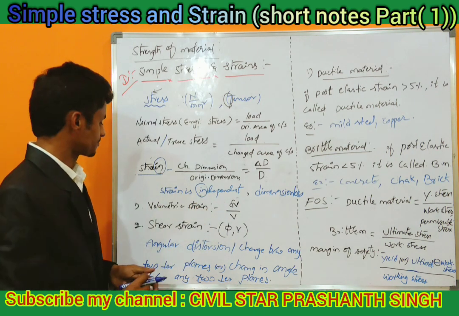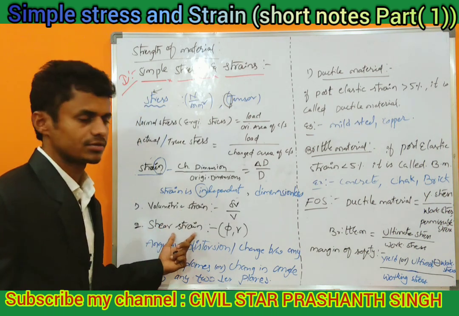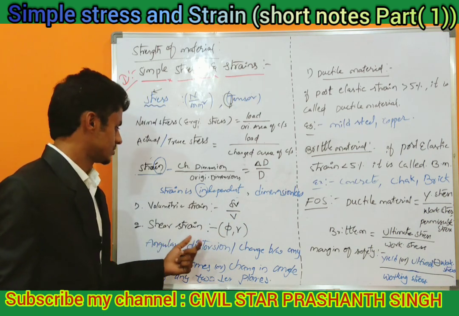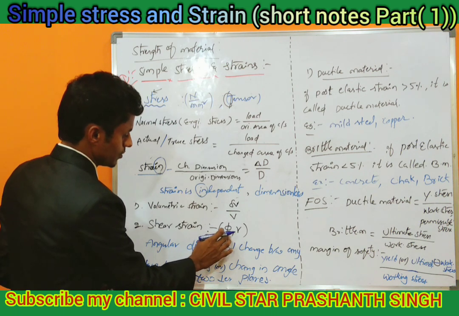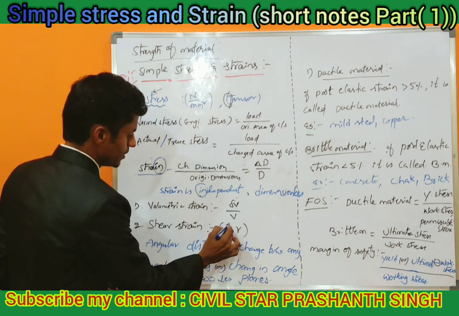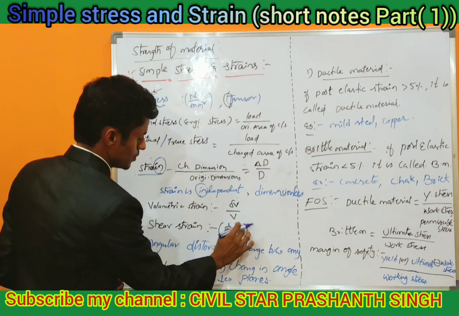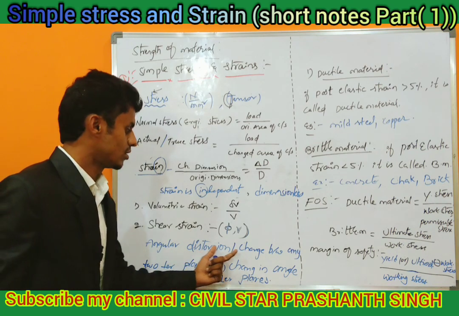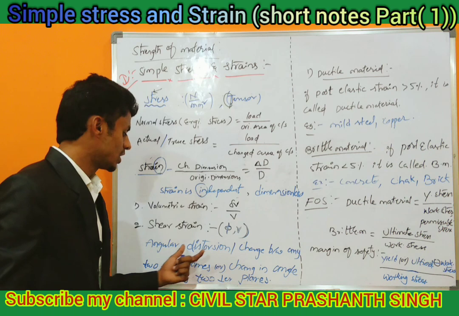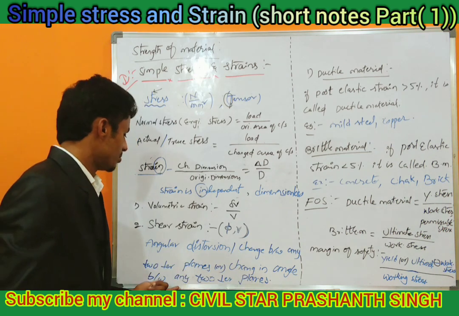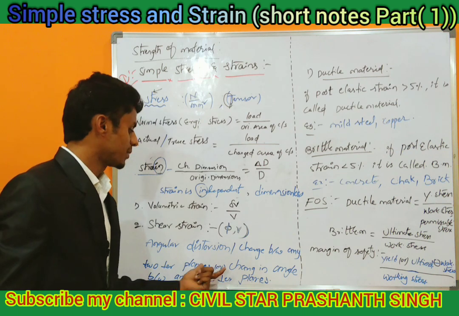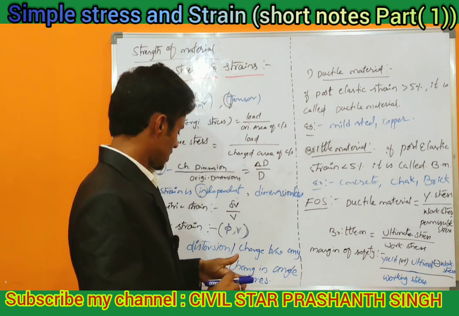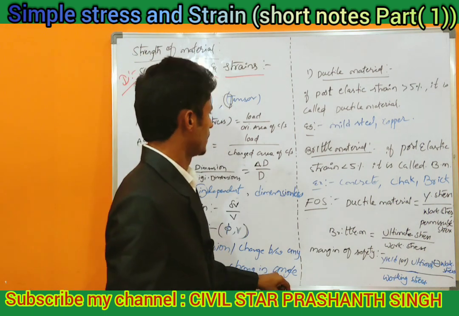Next one, types of strain. Volumetric strain and shear strain. What is volumetric strain? Change in volume by original volume. Strain can be denoted with these notations. What is shear strain? Angular distortion or change in angle between any two perpendicular planes. These are basic definitions. We have to remember them. Next one, we can continue.